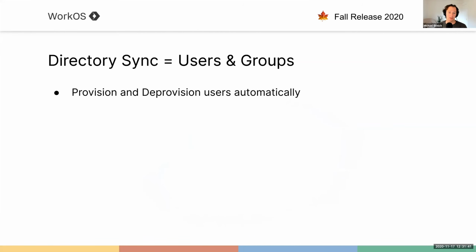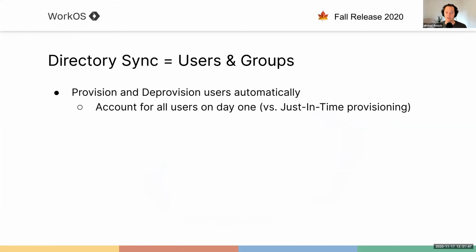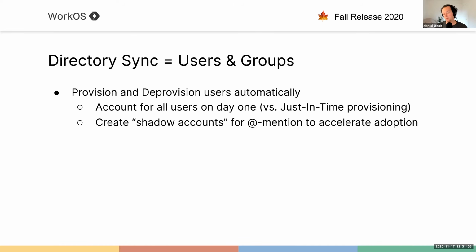And the functionality that you get out of this, the first is that you can provision and deprovision users automatically. Now, this allows you to account for all users on day one. So it's not just creating user accounts as people sign in, but it actually lets you know about everyone in the company right away as soon as you're connected. Benefits of this, you can create like a shadow account. So you can mention people that have never even signed into the tool. This dramatically accelerates adoption of your product. So if you're like a collaboration tool, like an issue tracker or a wiki tool, this is really, really powerful.